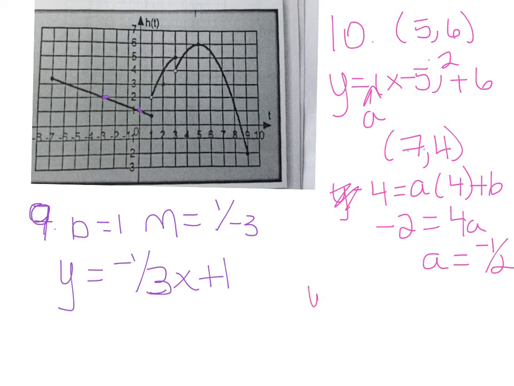So we can write our equation. Y equals negative 1/2 times (x minus 5) squared plus 6.